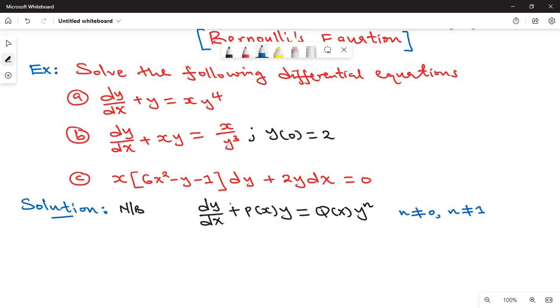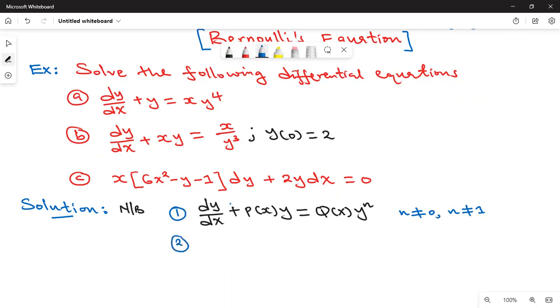I've explained that the case where n is 0, we talk of a linear ODE. The case where n is 1, we talk of a separable ODE. So this is the general form of a Bernoulli equation. That equation is nonlinear, and so you must be able to convert it to a linear ODE even before you solve it. I'll tell you how to do that.